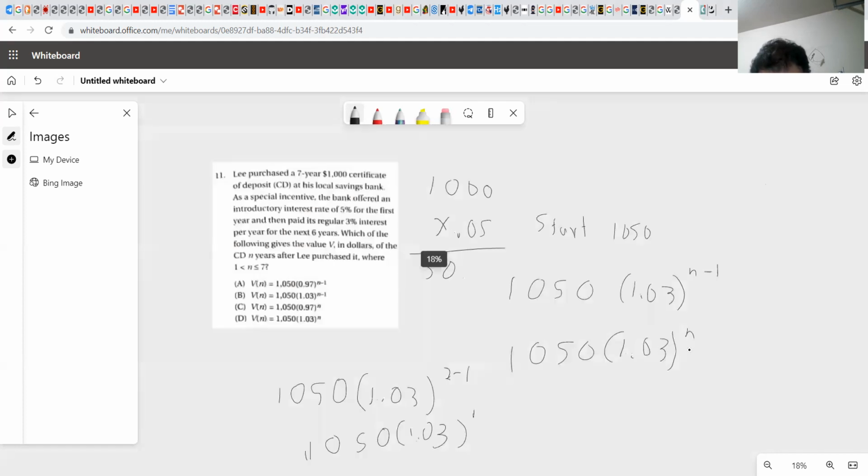Because if you plugged it into this other one on the second year, you're going to wind up getting 1,050 times 1.03 to the 2. So you're making the interest twice after this, and you really shouldn't. On that second year, you should only be making 3% interest. So the only one that really makes sense is B, right? Okay, so the answer would be B.